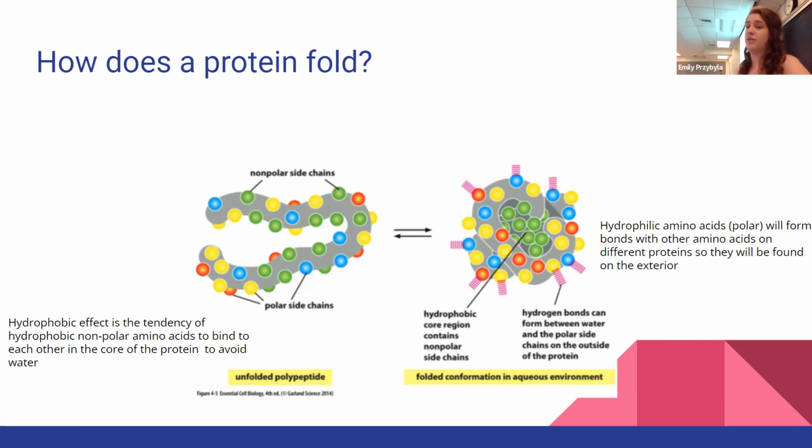The hydrophilic amino acids, which are polar and not scared of water, like to make bonds with other amino acids that are hydrophilic. They don't mind the water, so they will be found on the exterior. So if I gave you alanine, which is my favorite amino acid, and is nonpolar, are you going to find that on the inside or the outside of the protein? Inside, correct. Okay, any questions on protein folding?